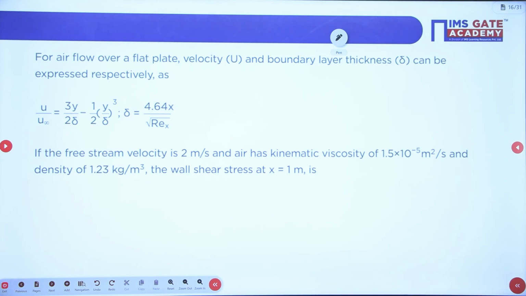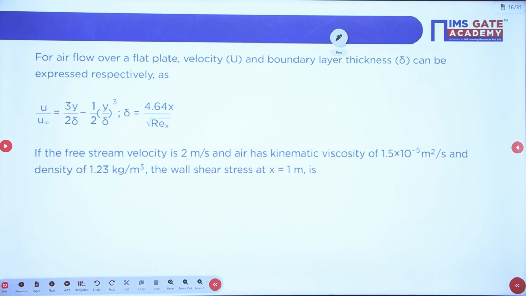Read this question. A flow over a flat plate. Please read this question carefully. I request you, please read this question. The velocity profile is given, and the boundary layer thickness is also given. Okay, so we have to get the wall shear stress, all the things. Okay, clear. Flow over a flat plate, this is also clear. Velocity 2 meter per second, okay, no problem.